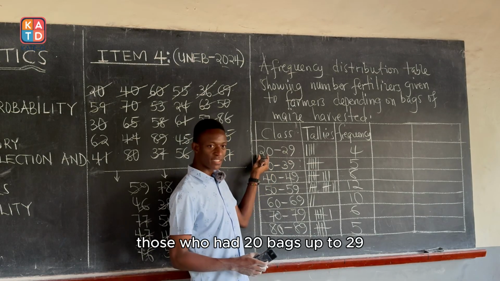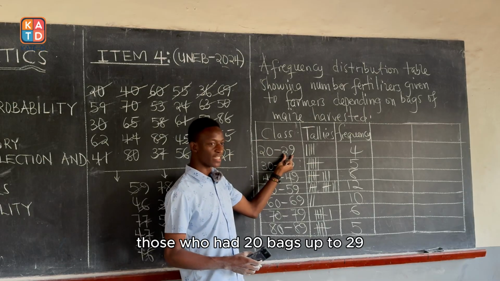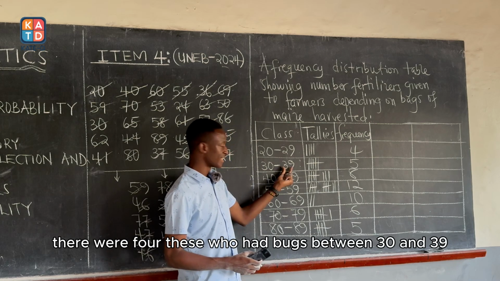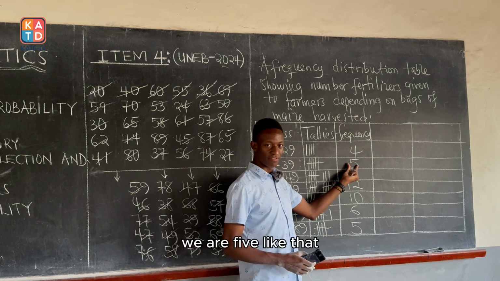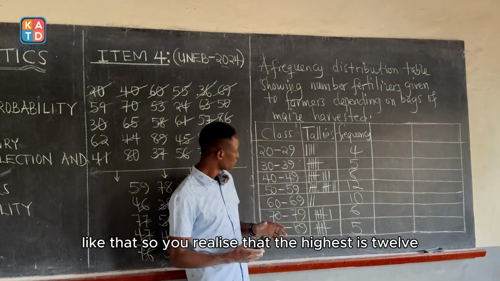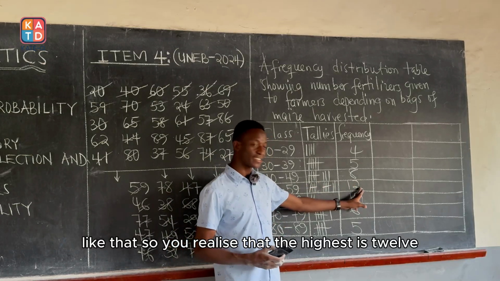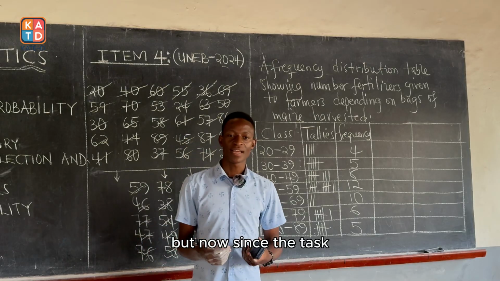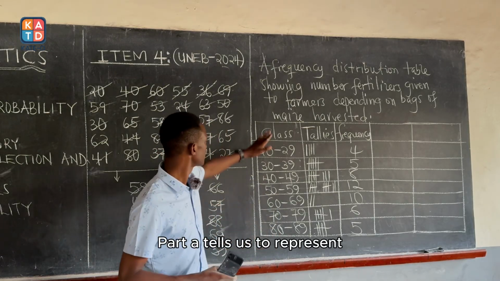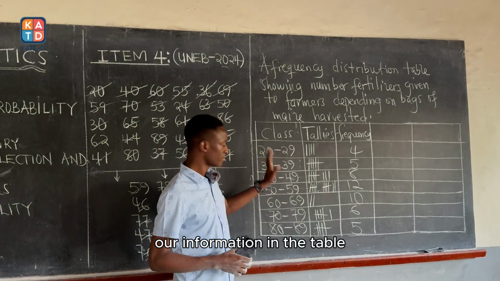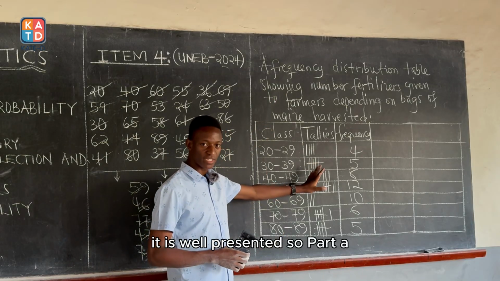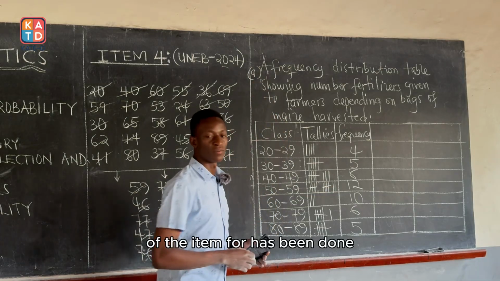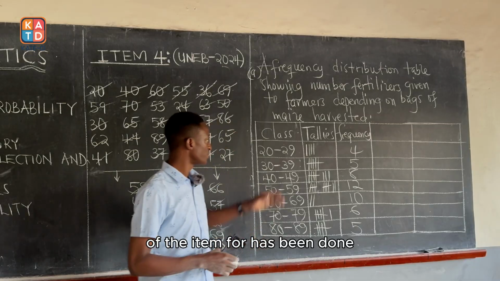So after carrying out the tallies, we have generated the frequency that these people from 20, in fact, those who had 20 bags up to 29, there were 4. Those who had bags between 30 and 39 were 5. Like that. So you realize that the highest is 12. But now, since part A tells us to represent our information in the table, it is well presented. So part A of the item 4 has been done.